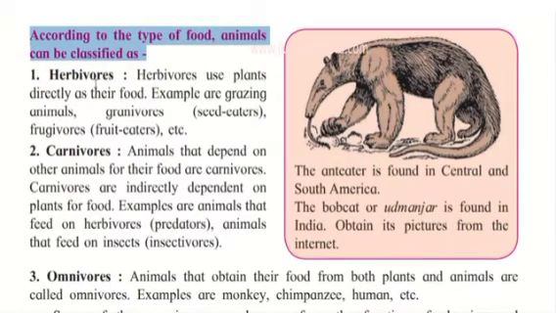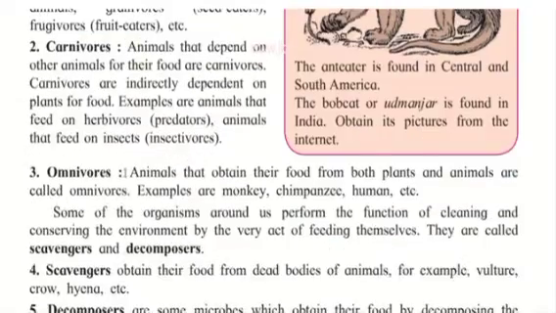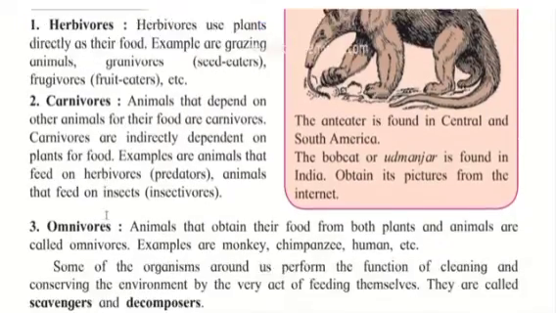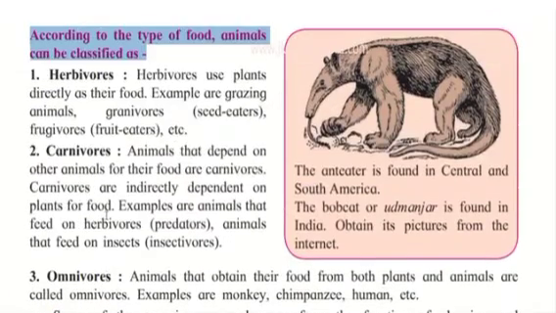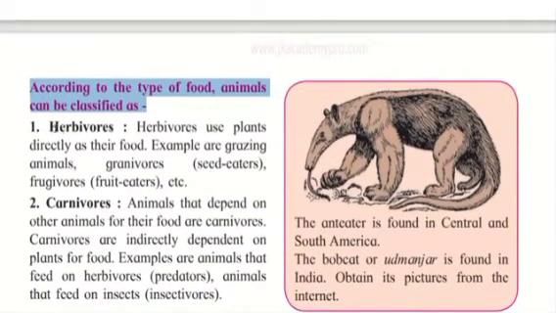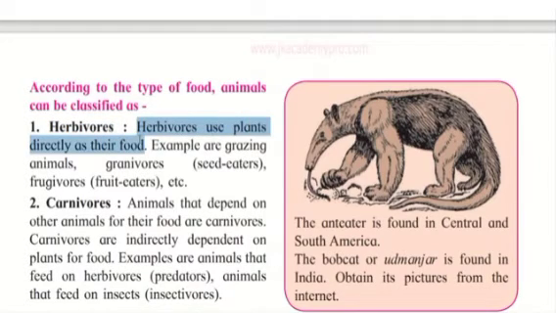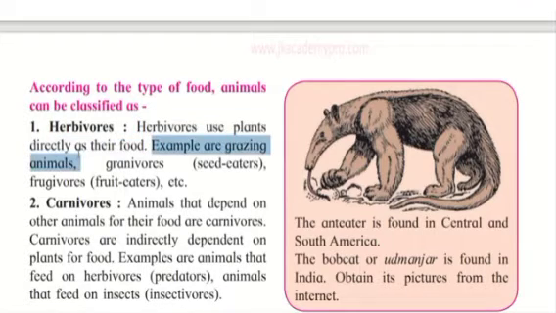According to the type of food, animals can be classified as well. Now we can classify animals into these various types, that is herbivorous, carnivorous, omnivorous, scavengers, and decomposers. Now let's read and learn about each one. Herbivorous animals use plants directly as food. So animals that depend only on plants are called herbivorous. For example, grazing animals. Then granivorous, that eat only seeds, that is grains and seeds. And frugivorous, that is fruit eaters, etc.